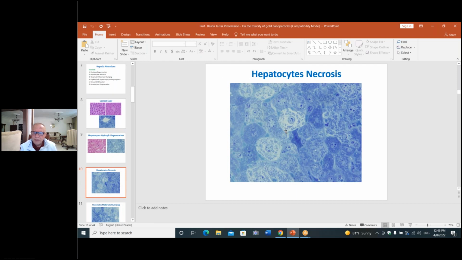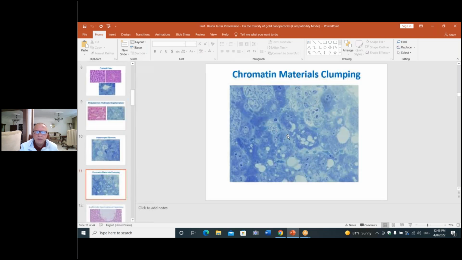Also, some cells in the liver of treated animals showed necrosis. For example, this cell with necrosis, this one, not this one. Necrosis is non-programmed cell death. There's another type of cell death, which is apoptosis. That one is programmed cell death. The body uses this one just to replace the damaged cells.